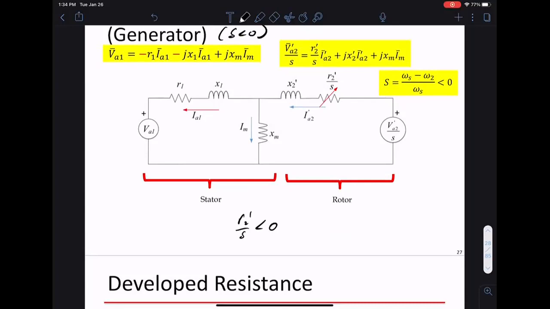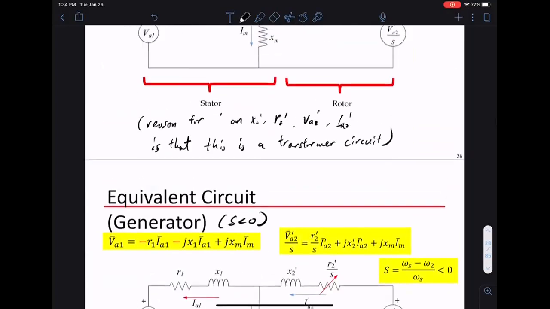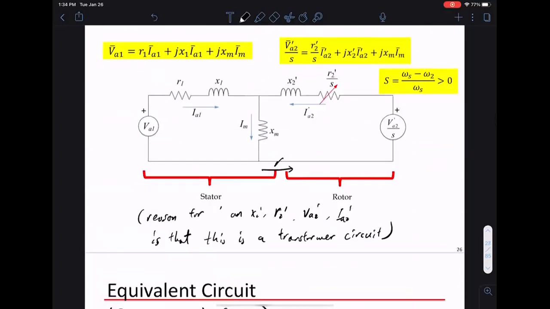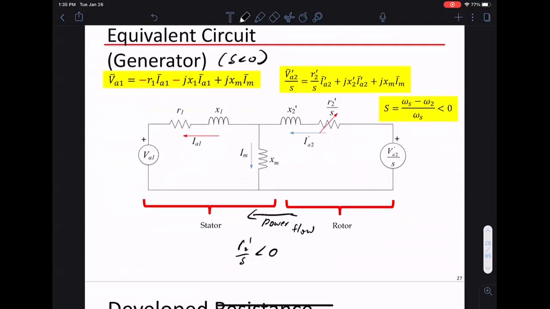A negative resistance is basically something that generates power. That's where the slip enters into the picture. Everything else stays exactly the same as before, except that power now flows from rotor to stator. So this is power flow, whereas in this case, this is power flow. I just reversed the direction of power flow because now I have a negative resistance, something that raises the voltage, something that produces power.